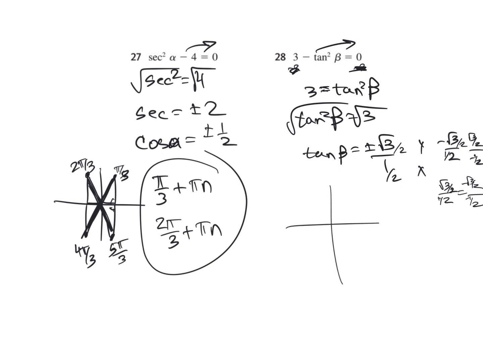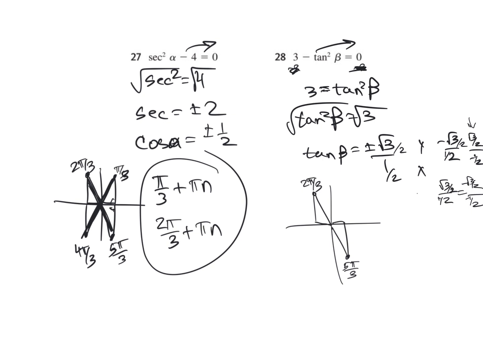So the first one, when y is negative and x is positive, that puts you here at 5 pi over 3. And then the next one, the y is positive and x is negative. X is negative, y is positive, still a long leg. That's your 2 pi over 3.